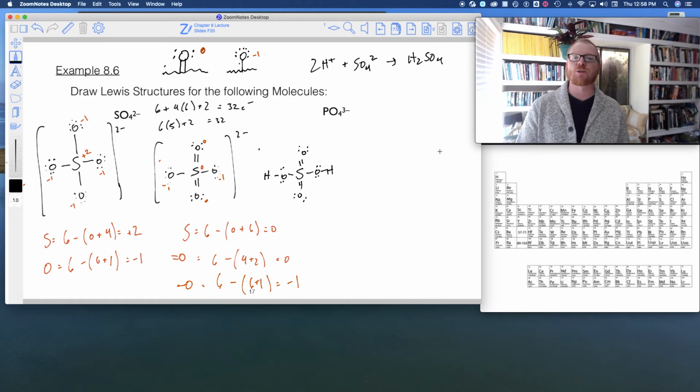So that's how we know that this is the observed Lewis structure of sulfate, because of the way the hydrogens bond. Okay, so now I want you to try phosphate on your own. I'm going to put it on the discussion worksheet so you'll get a chance to do it. But see if you can come up with what the best Lewis structure for phosphate is.